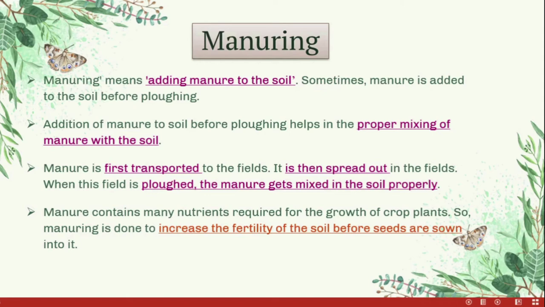Sometimes manure is added to the soil before plowing. Why? While plowing, the manure automatically mixes with the soil properly. Manure is first transferred to the fields and then spread out over the entire field. When the field is plowed, the manure gets mixed into the soil properly, which means the soil becomes more fertile, and crop plants can grow easily and can take up energy and nutrients. Manure contains many important nutrients which are essential for growing crop plants.